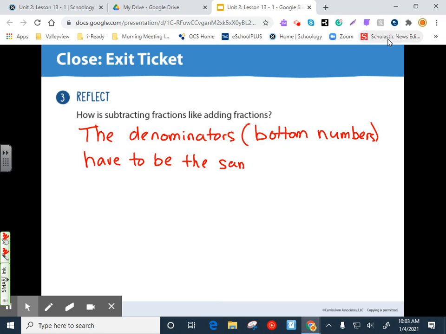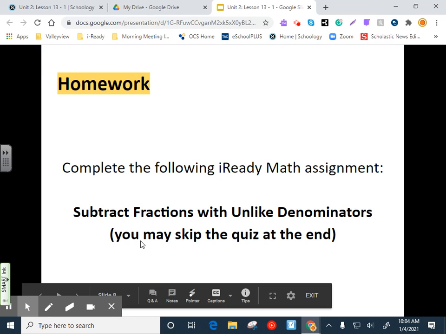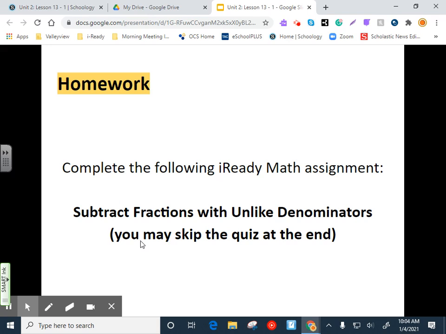And that is how you do session 1 for lesson 13. Your homework is not going to be iXcel. It's going to be one of the iReady interactive assignments. I want to start using those a little more. They're great practice, similar to what I did last year. So click on the link for iReady Math. It's in the assignment, and look for this one, subtract fractions with unlike denominators. It's going to take about 15 to 20 minutes to do.